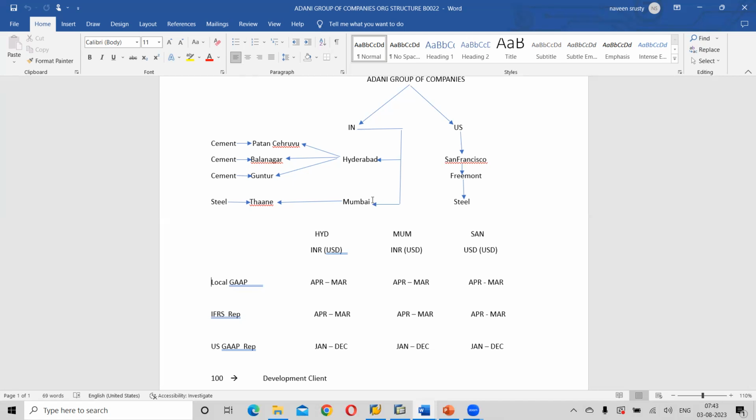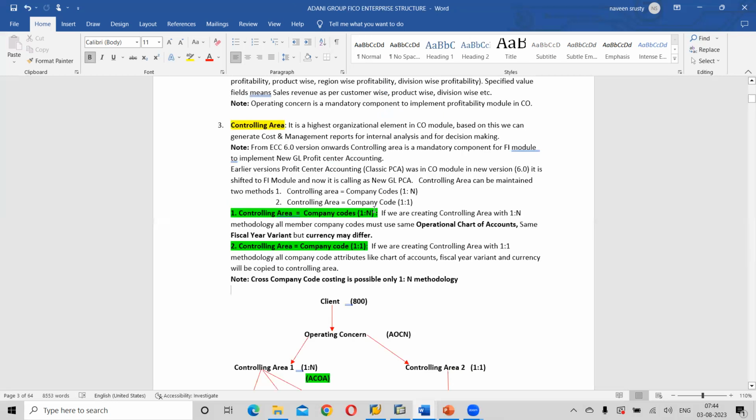Again, we have a lot of things in intercompany transactions. I'll tell you when. But remember that 1:n methodology is nothing but free movement of goods and services, free movement of payments and receipts between the member company codes. If you want to maintain separate 1:1 methodology, then intercompany or cross company code transactions are not possible. That's what I would like to say here.